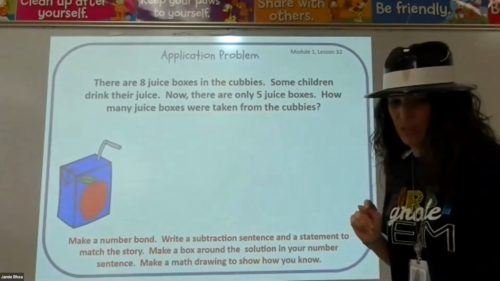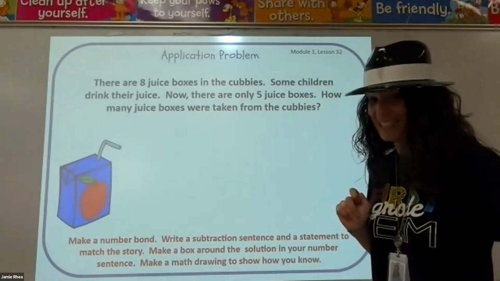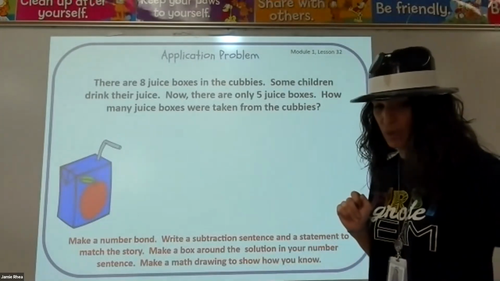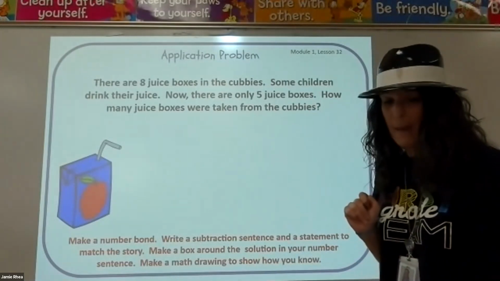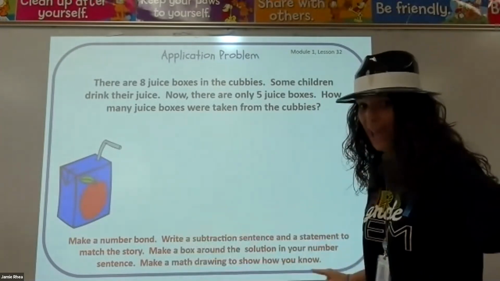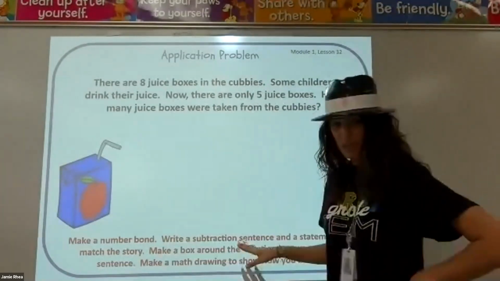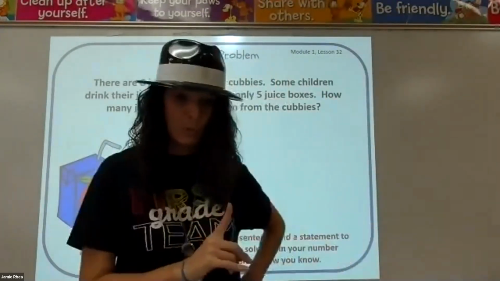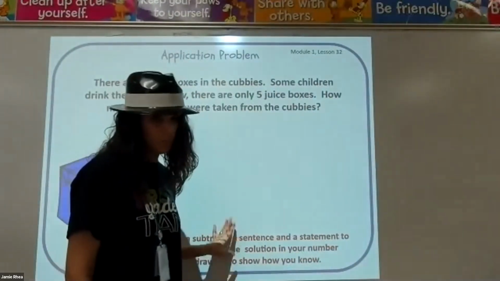Let's read down here. Make a number bond. Write a subtraction sentence and a statement to match the story. Make a box around the solution in your number sentence. Make a math drawing to show how you know. Now, all of this is what we have to do in order to solve this, okay? Now, we might be able to find the answer just by doing these, but in order to solve our mystery, we have to do every one of these.